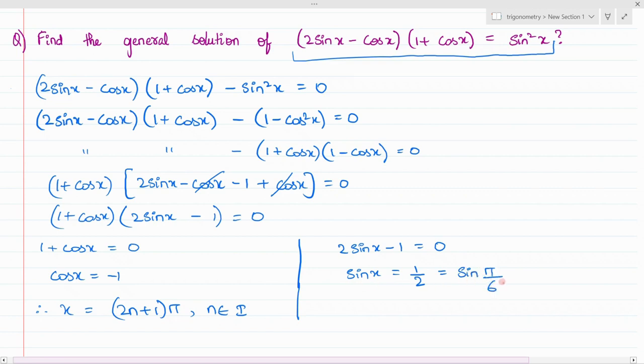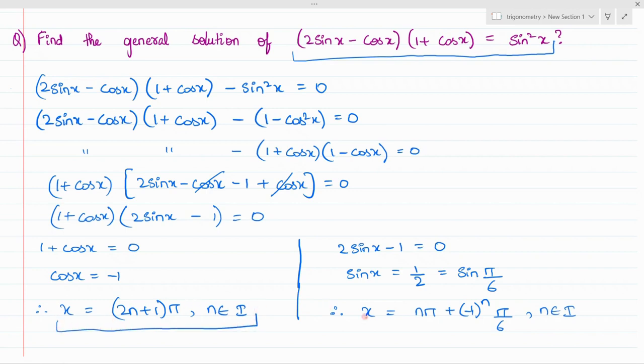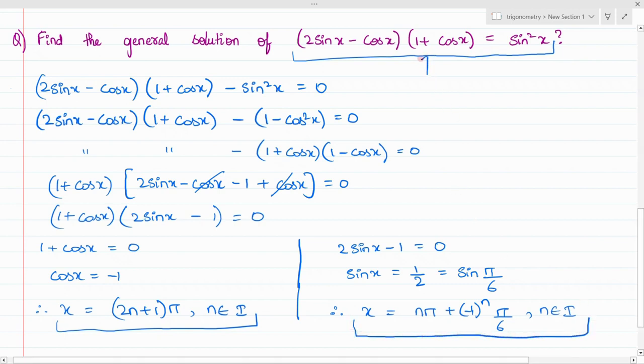Similarly, now this is in the format of sin theta is equal to sin alpha. From here we can write x is equal to n pi plus minus 1 whole power n alpha, where alpha is nothing but pi by 6, and again n belongs to all the integers. So here both these two solutions are correct. So for this equation, these are the two general solutions.